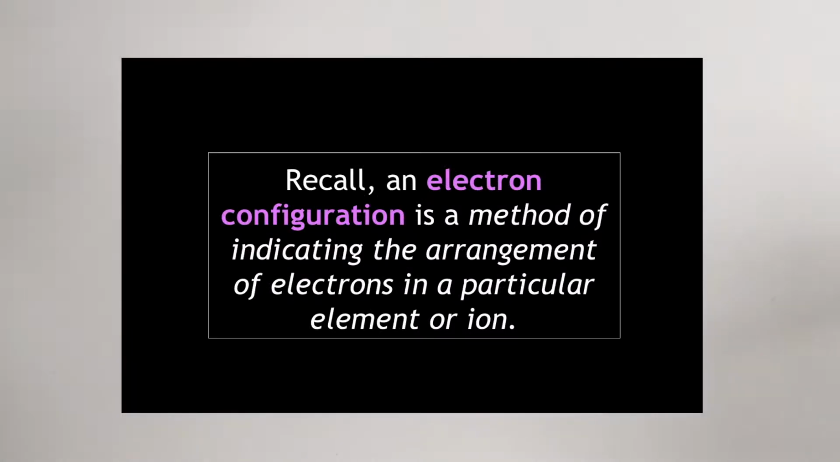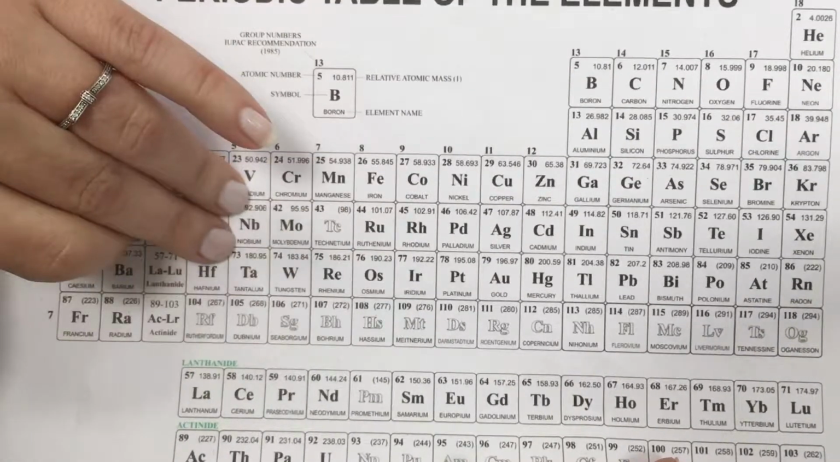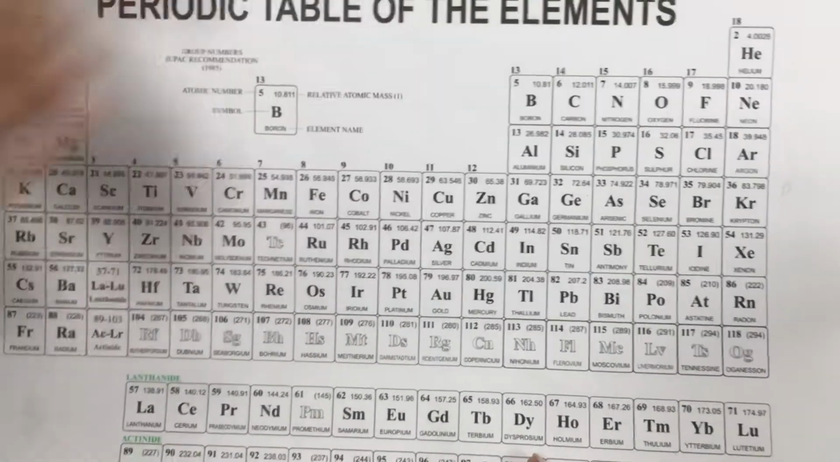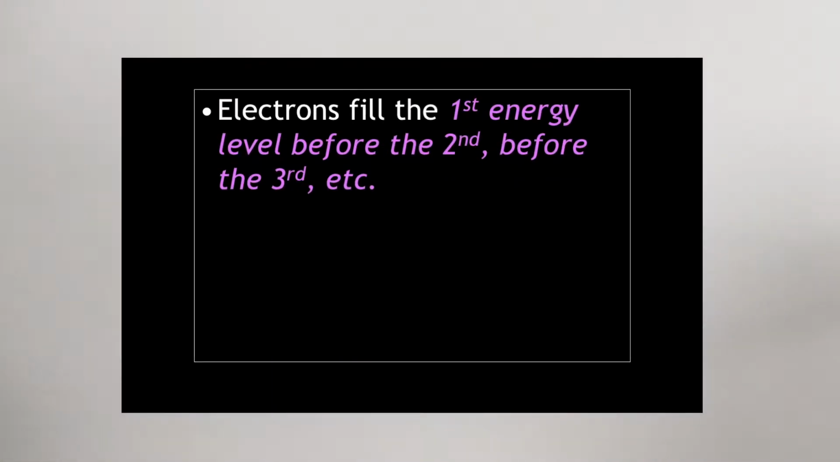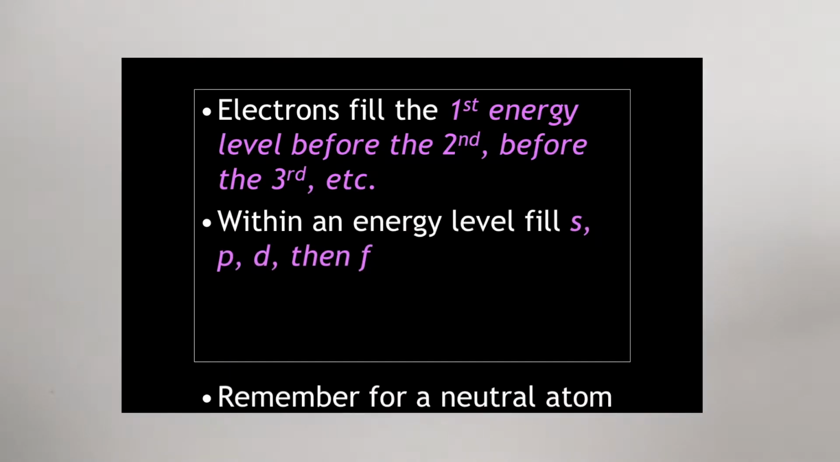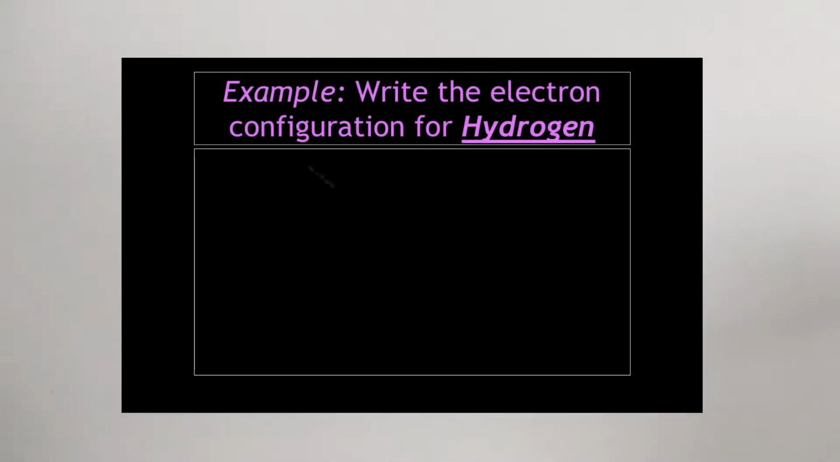Okay, so recall electron configuration is basically the address of every electron in an atom. That's all it is. I'm going to teach you a way to look at these elements as electrons, and the system becomes easy. Electrons fill the first energy level before the second and before the third. Within an energy level, S goes first. I taught you that in the last video. And remember, for a neutral atom, protons equal electrons, and that equals the atomic number.